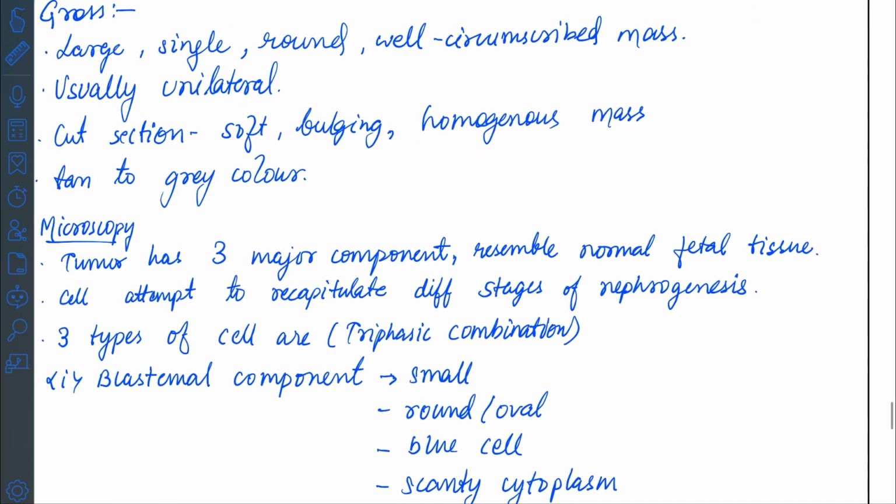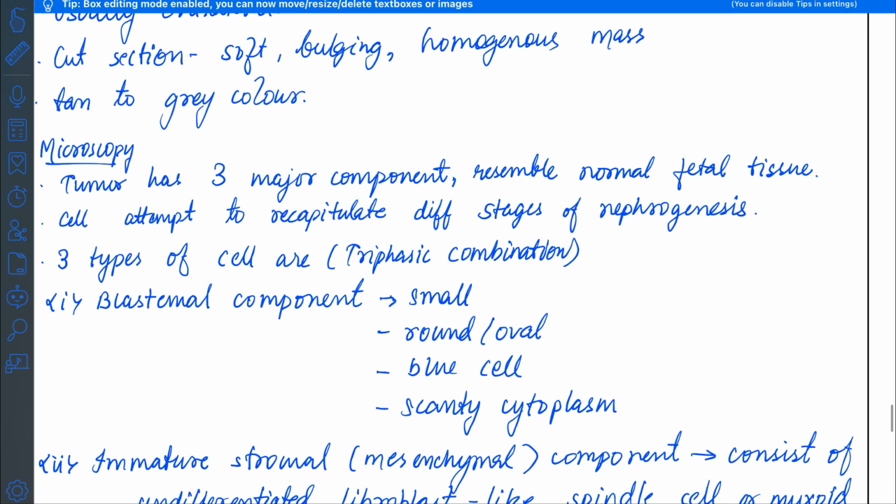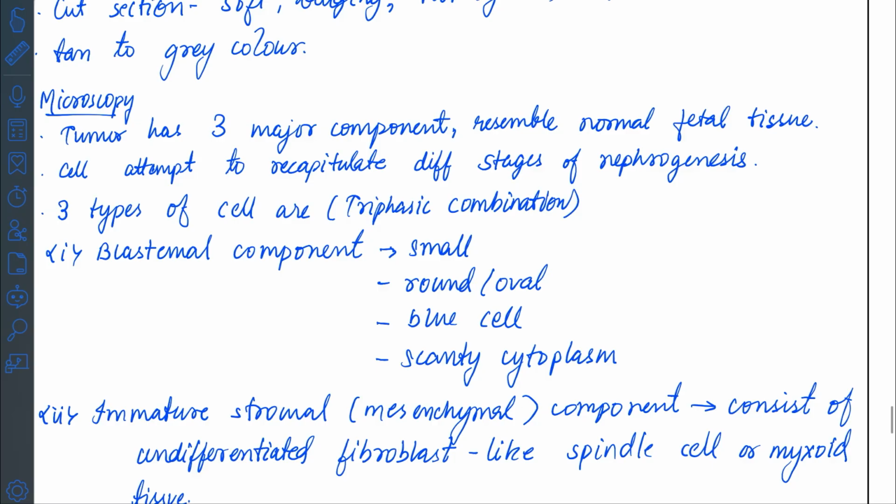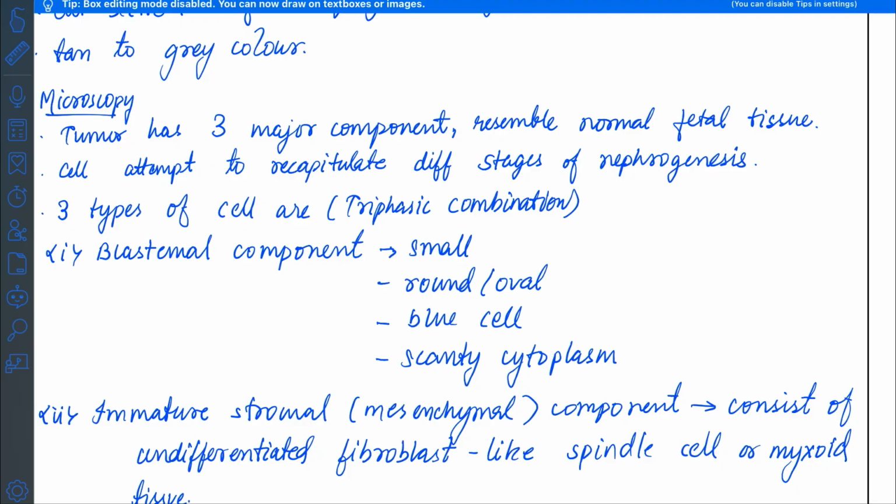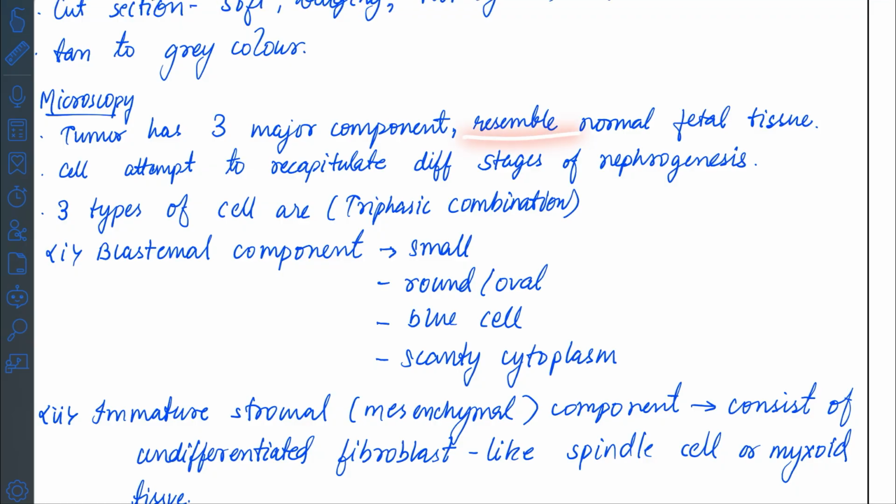Microscopic features are again very important here. It presents as a triphasic combination. The tumor has three major components that resemble normal fetal tissue; the cells attempt to recapitulate different stages of nephrogenesis. Nephrogenesis is the process of formation of nephrons. Here, the tumor cells attempt to recapitulate these different stages.